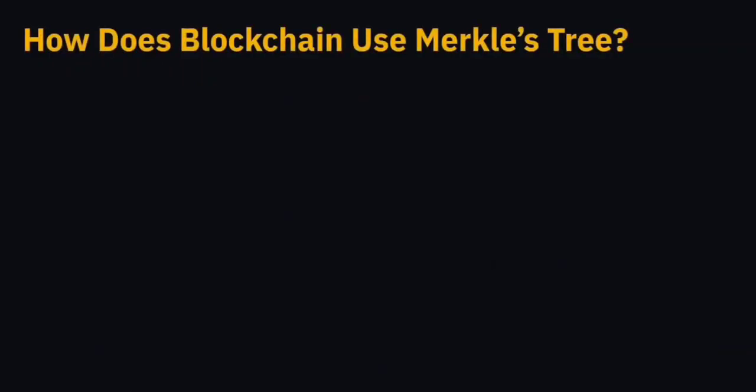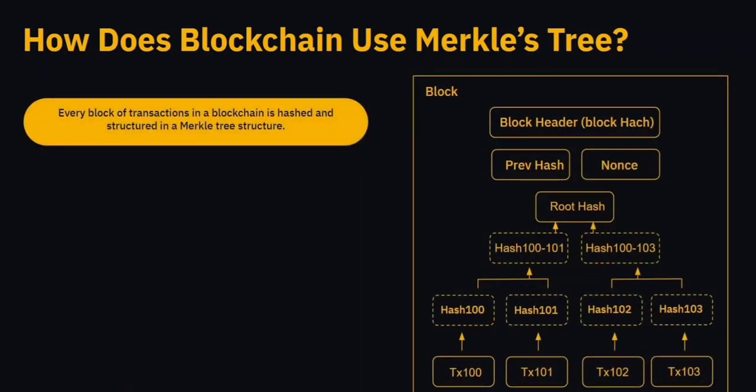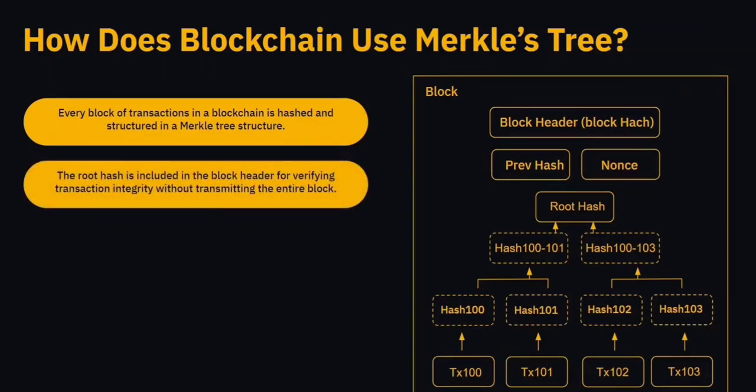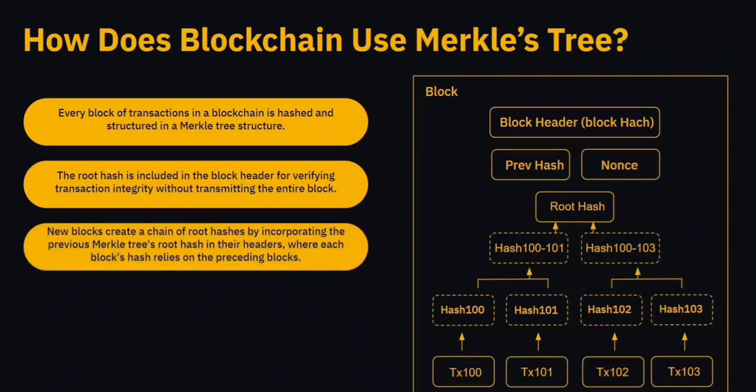Now, let's take another look at Merkle trees and how they're used and their significance. First, in blockchain, each block of transactions is hashed, and the hashes are placed in a tree structure called a Merkle tree. The root hash of this tree is included in the block header, allowing the verification of the transactions without needing to transfer the whole block. When a new block is added, the root hash of the previous Merkle tree blocks is also included in the new block header, creating a chain of root hashes.